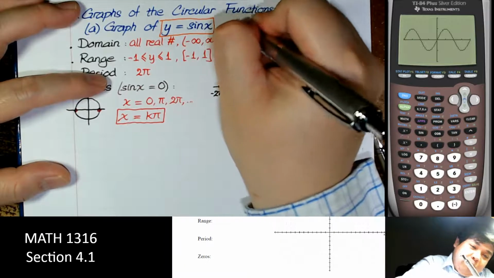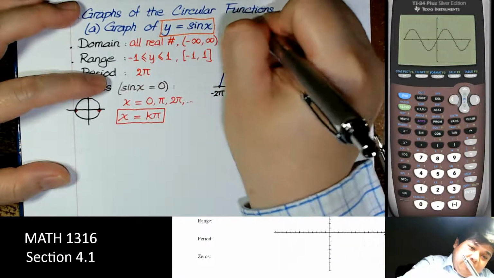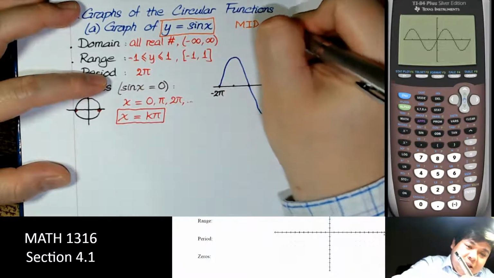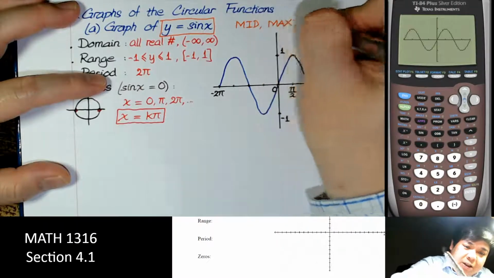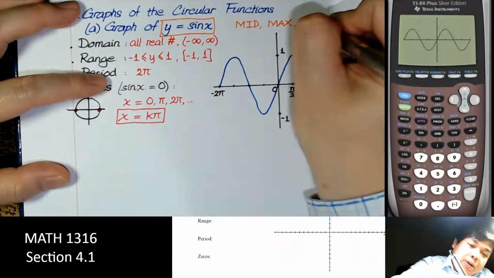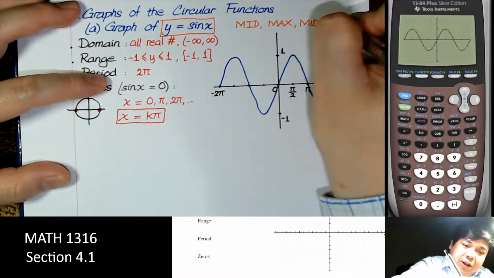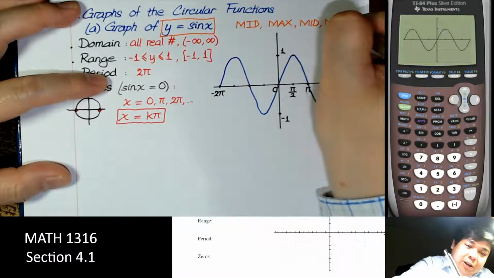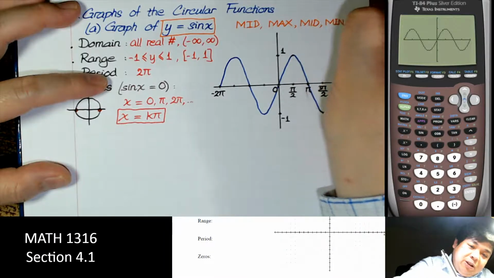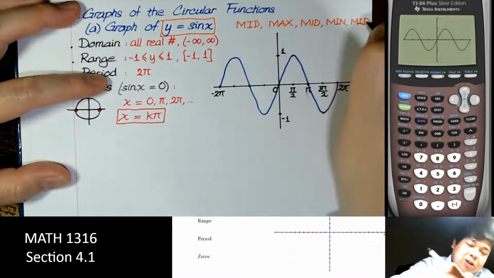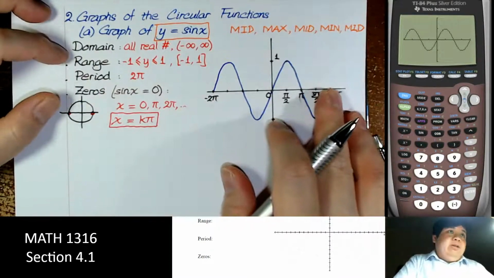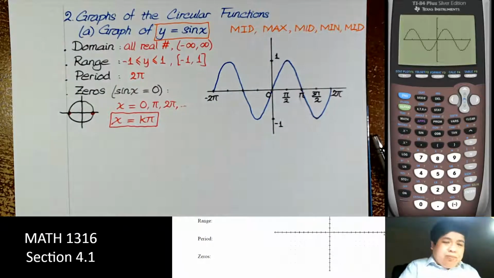So we go from the middle, max, middle, min, and back to the middle. So that is the characteristic of the sine function. The cosine function will have a different characteristic than this. So that is the graph of sine.